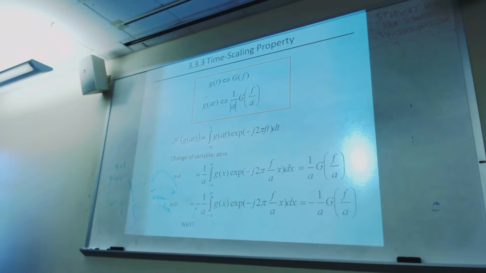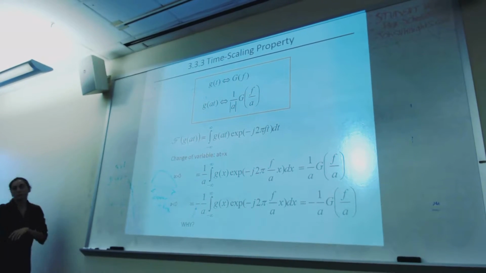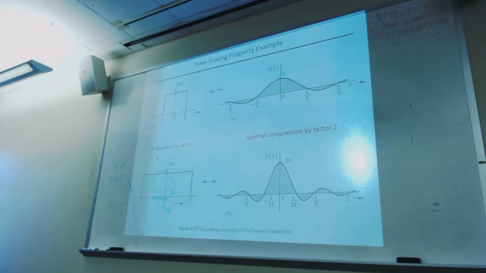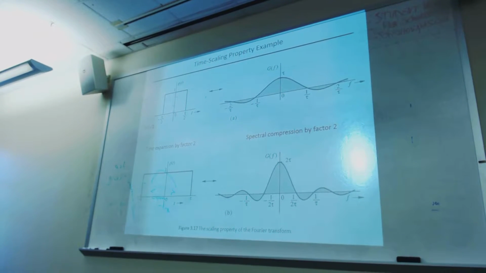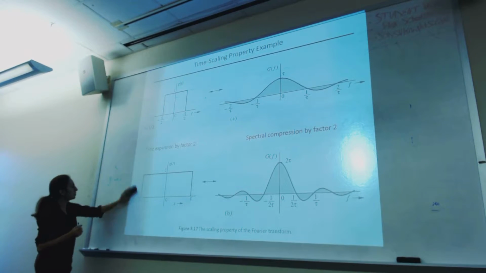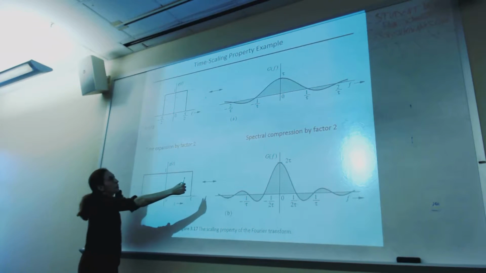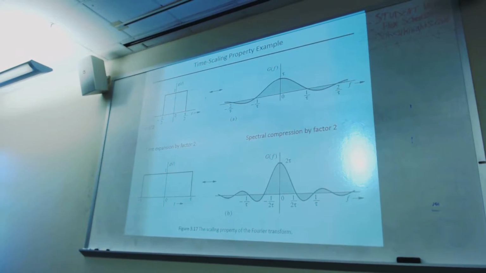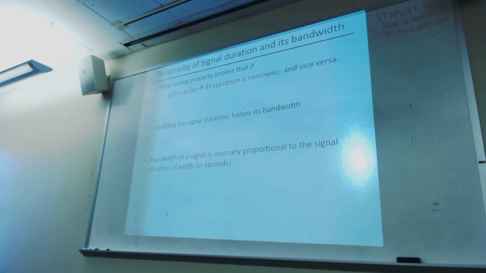They are reciprocal of each other. Whatever you do in the time, the inverse of that happens in the frequency. We have some examples. This is one example. Here, for example, I expanded this pulse by a factor of 2. I expanded in the time, so in the frequency I compressed it by a factor of 2. In other words, if you have a wider g in the time, then you will have a narrower spectrum in the frequency, and vice versa.